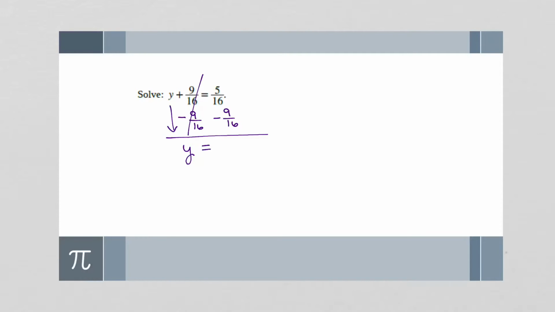Now I already have a common denominator, so I'm going to just do 5 minus 9, which is negative 4. But that needs to be reduced. Always give your answer in the lowest form possible. So this would be negative 1/4. So your final answer is actually y is equal to negative 1/4. Make sure you say that y is equal to negative 1/4. You have to write that whole thing in order to get full credit.